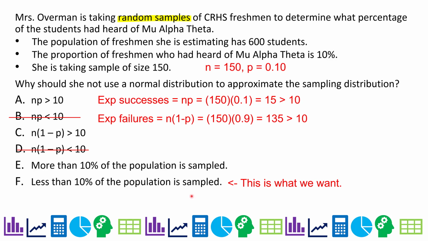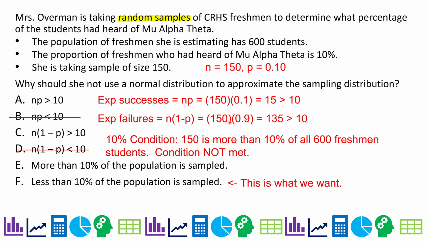The next condition we want is here on F, that less than 10% of the population is sampled. So how do we check that? Well, we know that N is 150, but that's more than 10% of the 600 freshmen. So this condition is not met. So the problem is that more than 10% of the population is sampled.